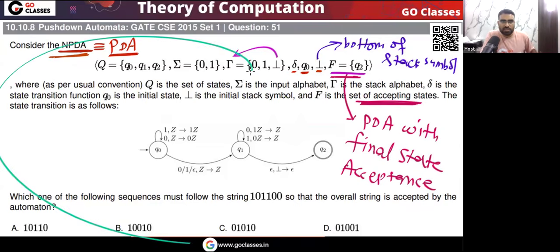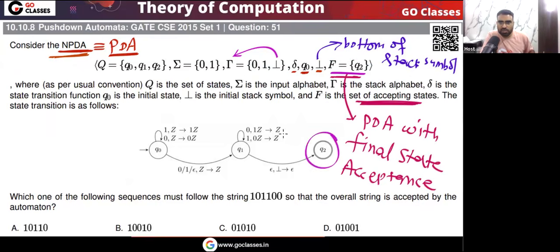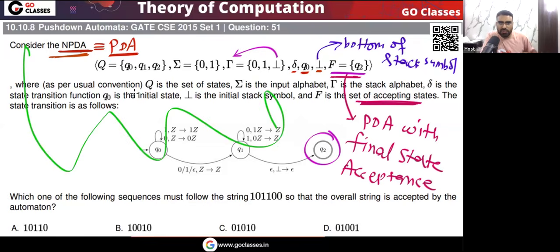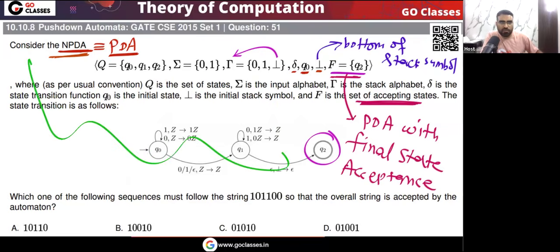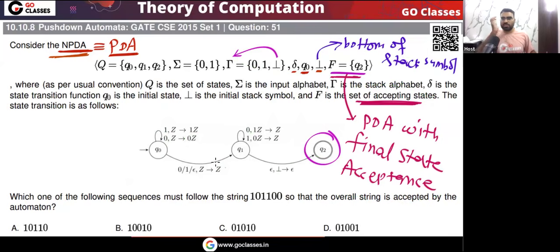Already in this question, you can easily see that the set of final states is given to you. Okay, this F, Q2, is the final state. You can easily see this state Q2 is the final state. So this is a final state acceptance PDA. Yes or no? Remember, in this question it is not given whether this PDA will accept by final state or by empty stack. So we can derive from the question, because the set of final states is given, that this is a PDA with final state acceptance.